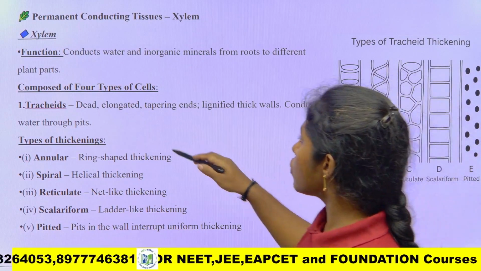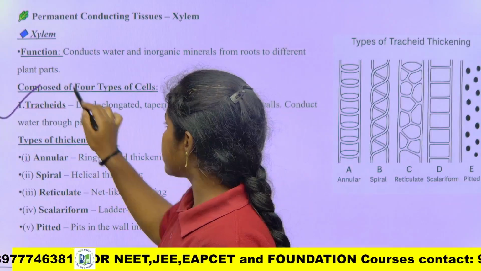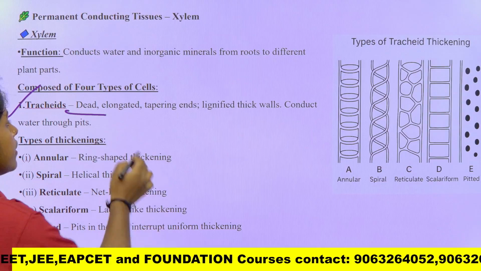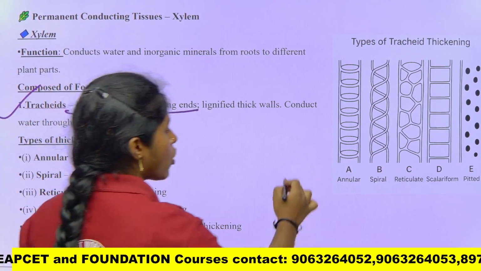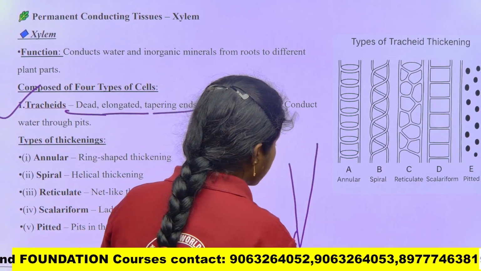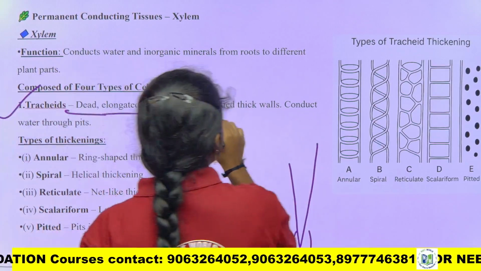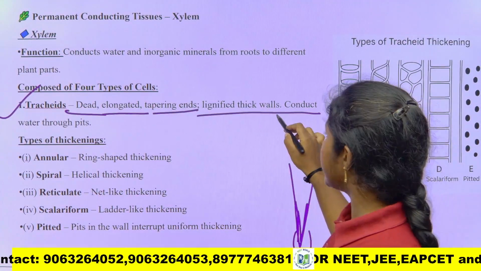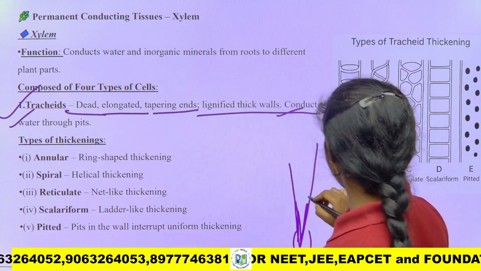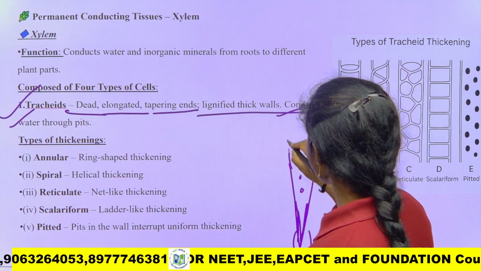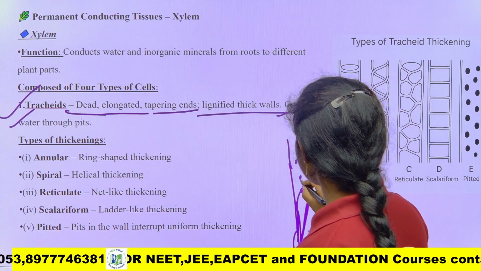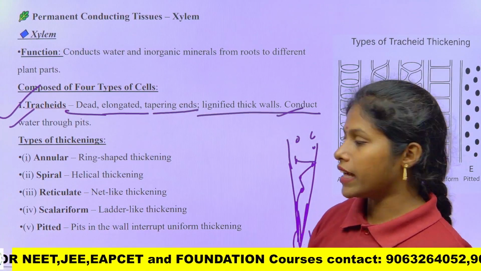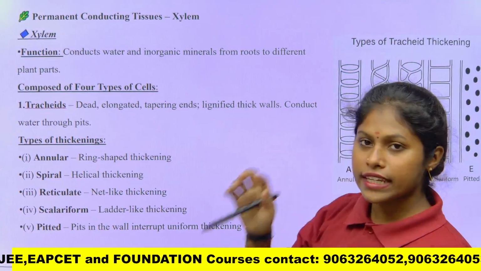Let's see. Tracheids are dead. Of course they are dead. Tracheids, vessels and also xylem fibers are dead. They have elongated tapering ends. What is meant by tapering ends, children? At the end they become narrower, thinner, right? They have lignified thick walls, and they conduct water through pits. Here the small spot depositions will be there, no, children? The water is transmitted through these pores, through the pits, right?